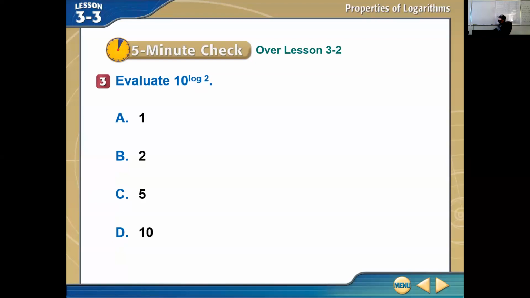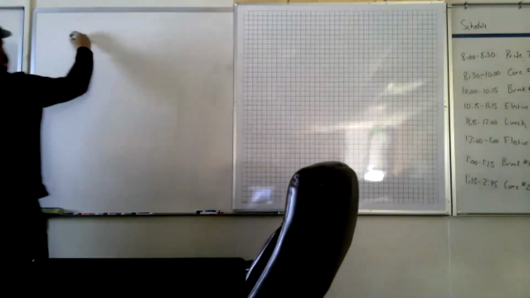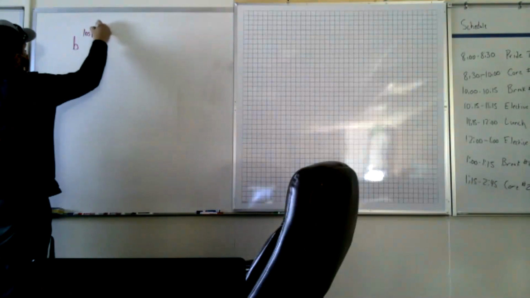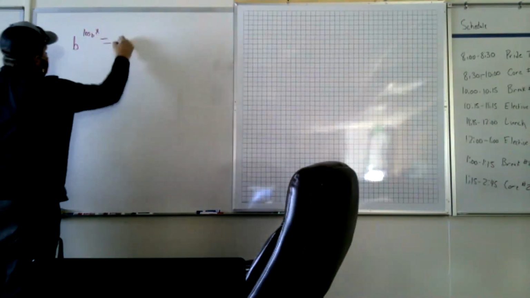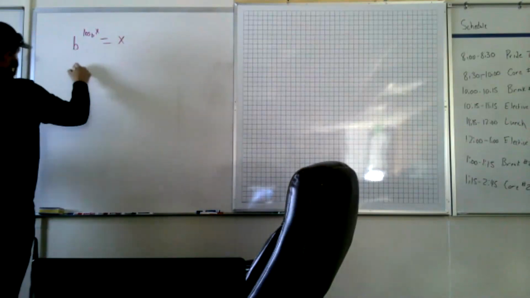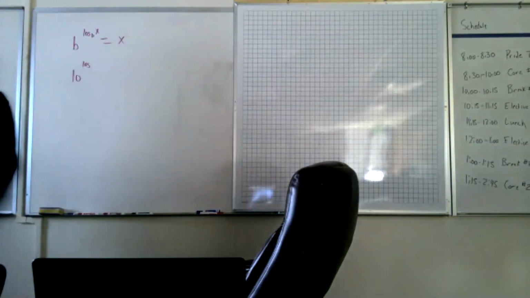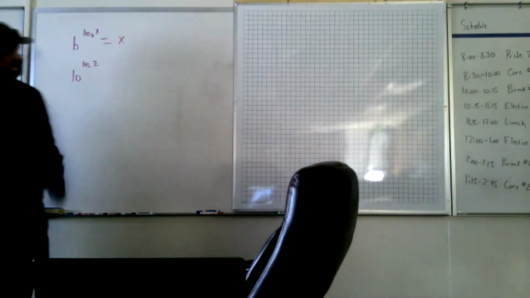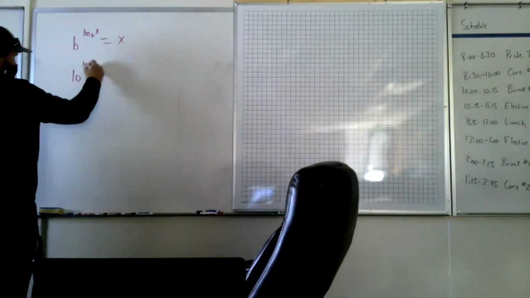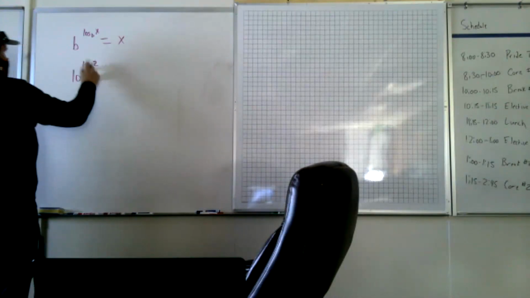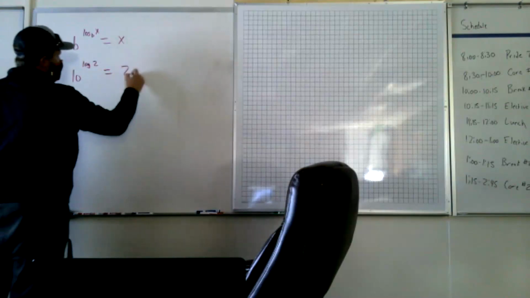Here we have another power property. We have 10 to the power of the common log of 2. The property that's going to kick in is b to the log base b of x is equal to x. So if we plug this in, we have 10. Common log always uses base 10. So in this case, since these two are the same base, 10 and the common log, it's just going to be equal to 2.